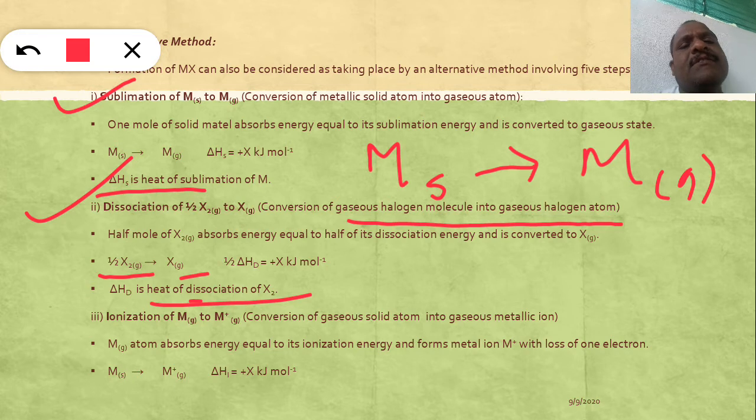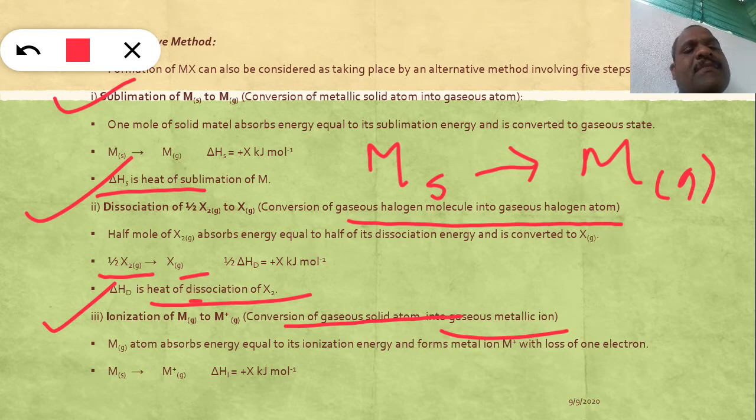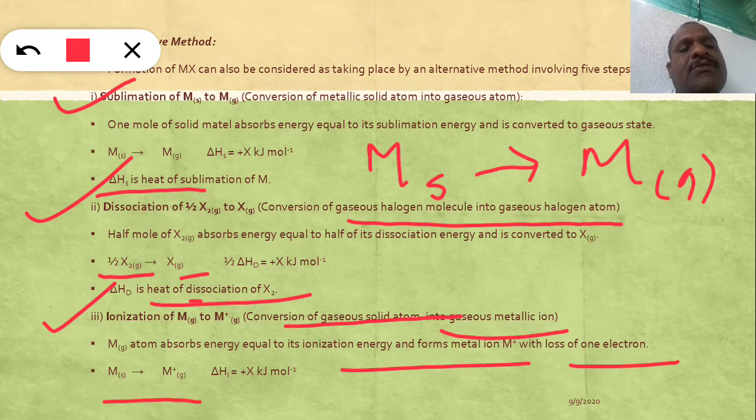Now in the third step there is ionization. The metal in gaseous form converts into metal ion in gaseous form. Conversion of a gaseous metal atom into a gaseous metallic ion is called ionization. Here again energy is absorbed, which is equal to the ionization energy, forming a metal ion with loss of electrons. So the metal is converted into M plus in gaseous state. That energy is called delta Hi, again expressed in kilojoules per mole.